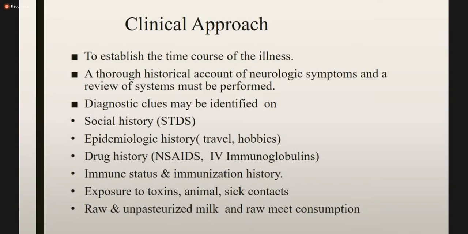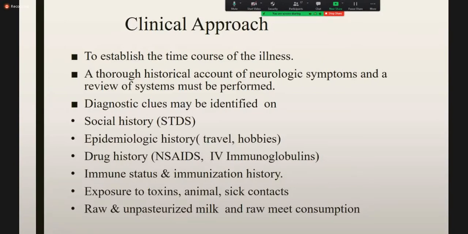So the clinical approach is basically, first of all, to establish the time course of illness. What was the duration of illness? Initially it started with which symptoms, and then the progression of the disease, and how much time has passed since your patient had the first symptom. If your patient has symptoms and signs for more than 4 to 6 weeks, and it is progressing, then you should think of chronic etiologies.